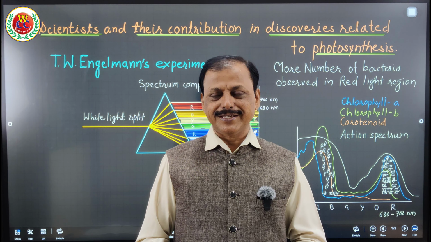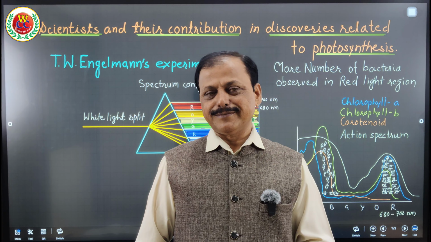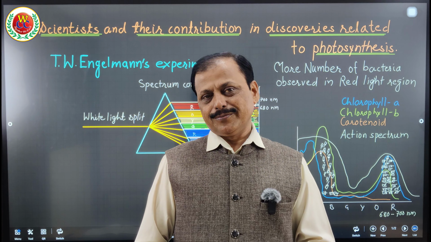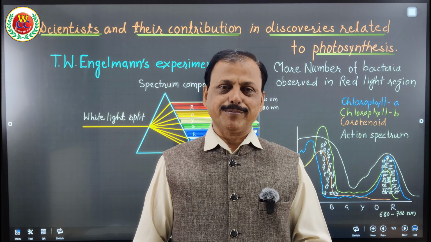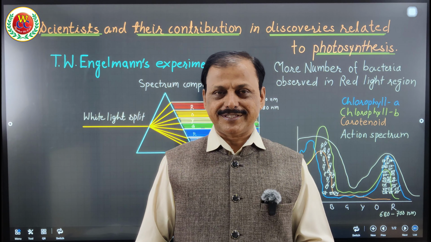One such discovery was made by T.W. Engelmann. He used the alga Cladophora and a prism to know which type of light has more rate of photosynthesis and more evolution of oxygen.